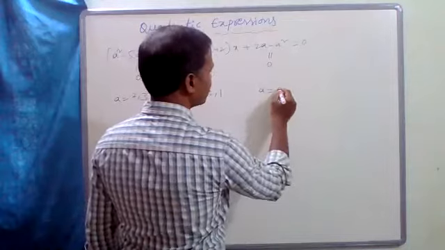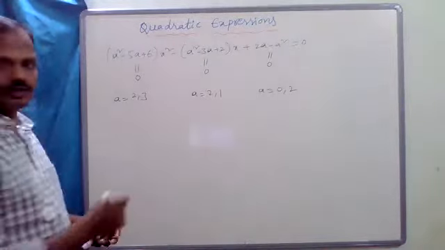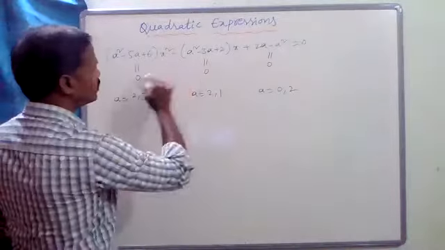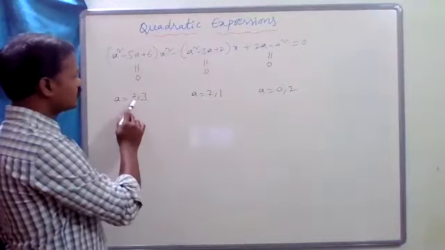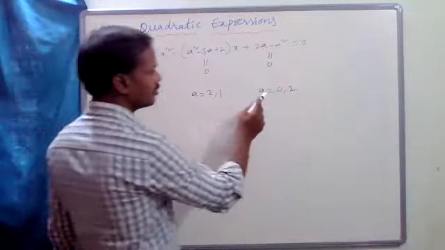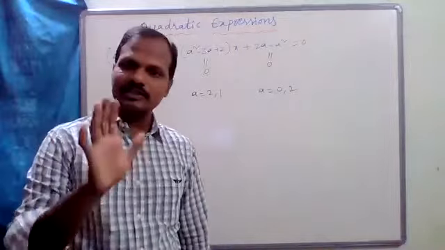A into 2 minus A. So 0, 2. Is it clear? So make it 0, make the coefficients 0. Then you will get the value of A is 2, 3, 2, 1, 0, 2. So what is the condition? All the coefficients must be 0.